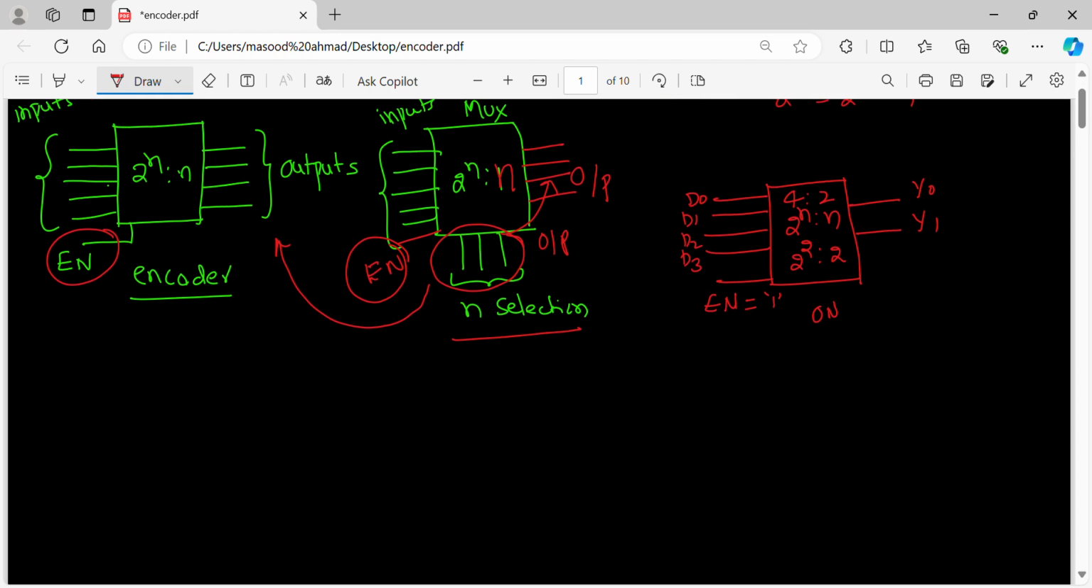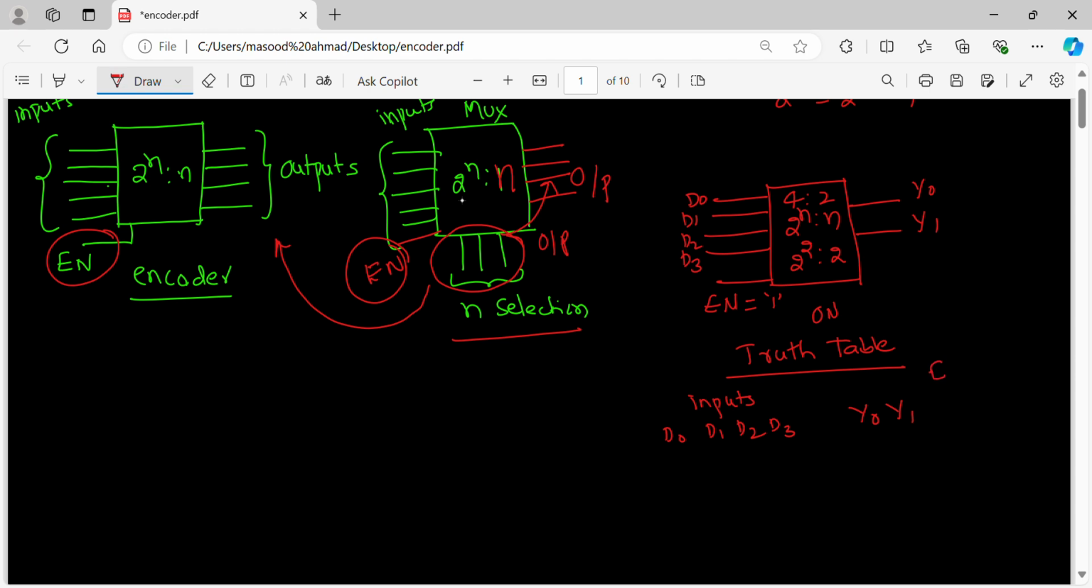Now we try to look at its operation. With respect to the truth table, we can see the input-output relations. What is a truth table? It is the input-output relations. So what are the inputs I have? Inputs d0, d1, d2, d3, and outputs y0, y1. Now assuming that enable is equal to 1. When enable is 1, this input-output relation holds good. When enable is 0, output is always 0.